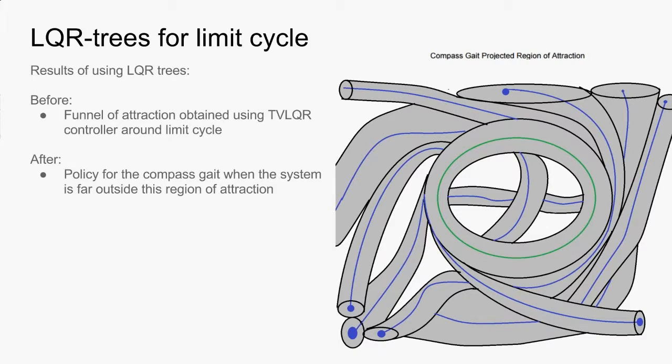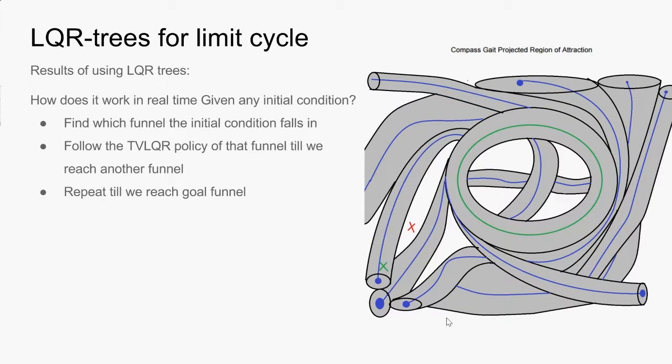So what we have here is, before we had this LQR tree algorithm, we just had the funnel of attraction around the goal trajectory. So the controller can only stabilize those states that are around this green trajectory. Now we have a policy for any state outside this region of attraction, because we pre-computed it.